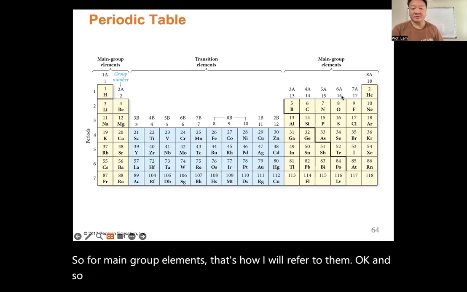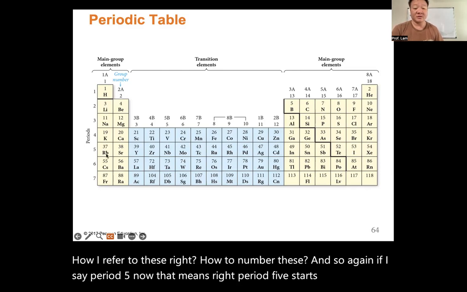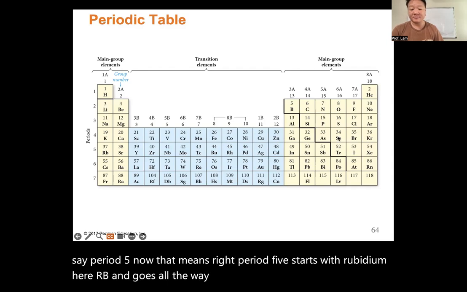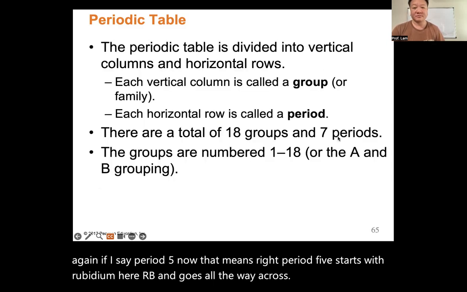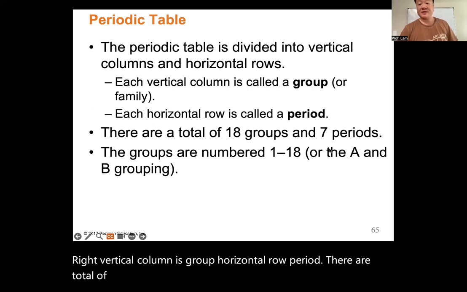So you should be used to how I refer to these, right? How to number these. And so again, if I say period 5, now that means row, right? Period 5 starts with rubidium here, Rb, and goes all the way across. All right. So, right, vertical column is group, horizontal row, period. There are a total of 18 groups and 7 periods.